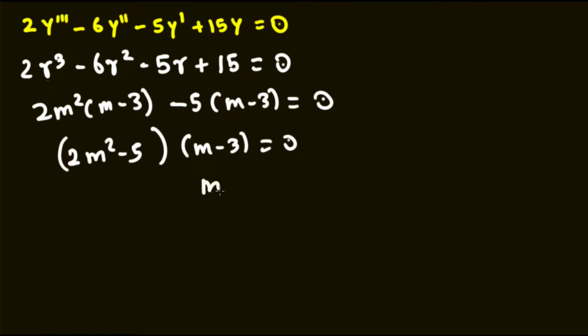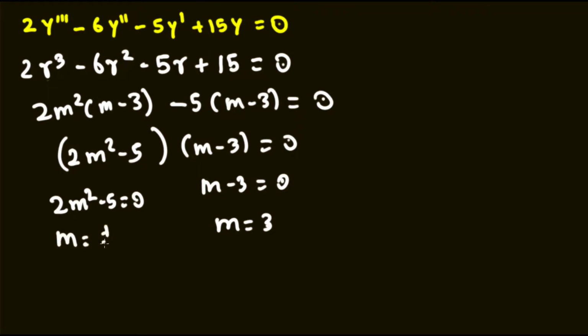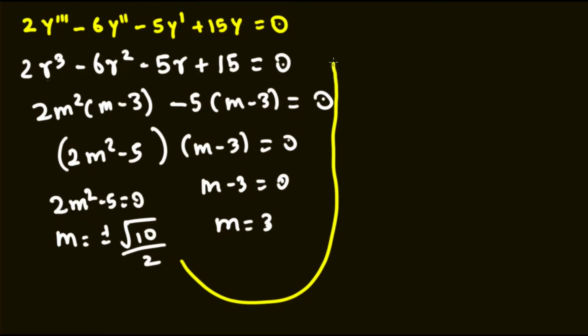This one is easy. M minus 3 is equal to 0, therefore m should be 3, and this one is going to be 2m square minus 5 is equal to 0, therefore m is going to be equivalent to plus or minus square root of 10 divided by 2. Okay, so these are the two solutions we got from that. Now we can go ahead and express our final answer.